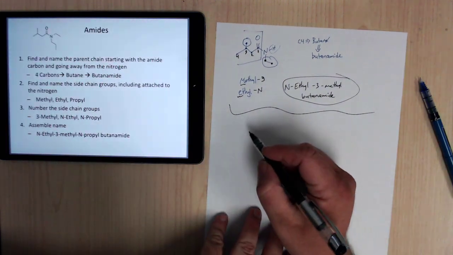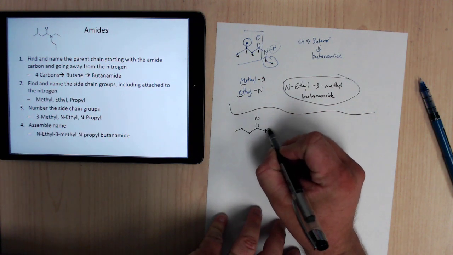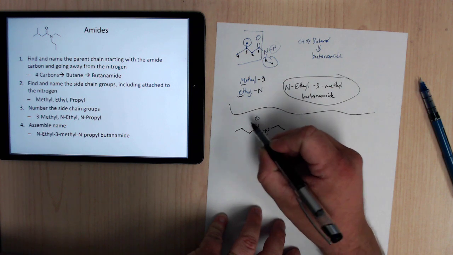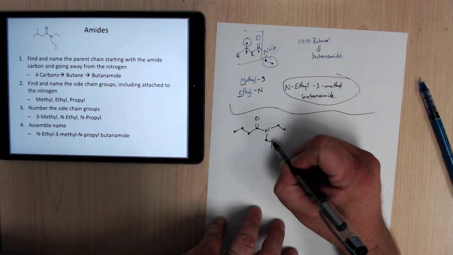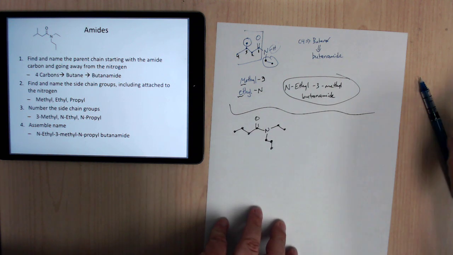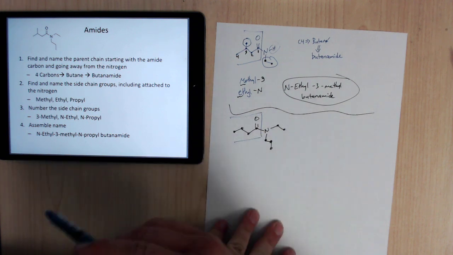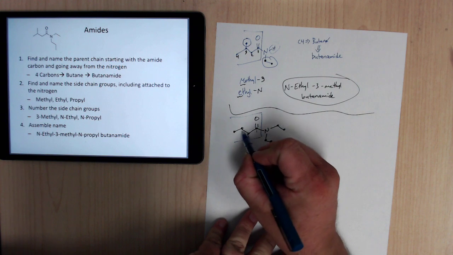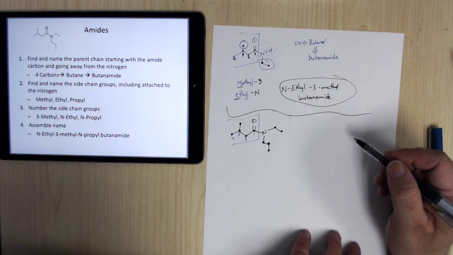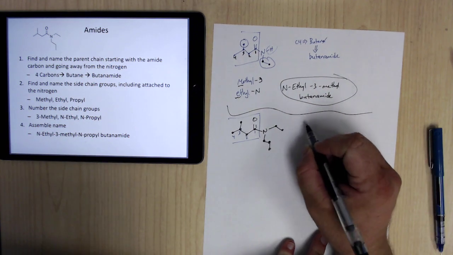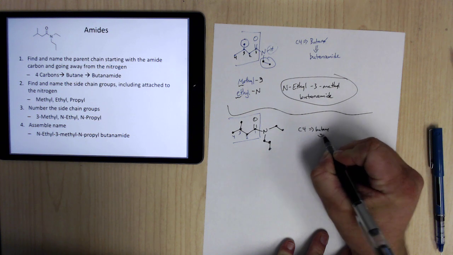Here's another example. Oh well. It's very similar to what we just had. That's what happens when I try to make one up on the spot. So this right here, starting at the C double bond O and going away from the nitrogen, it's 1, 2, 3, 4. Forgot that. Again, it's going to be C4, butane to butanamide.